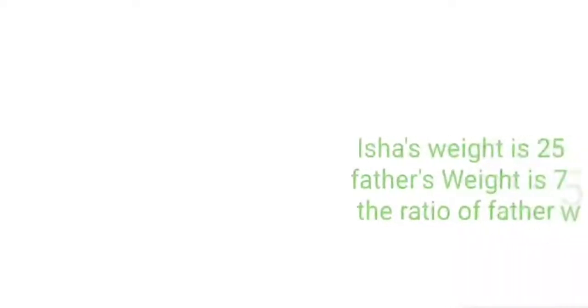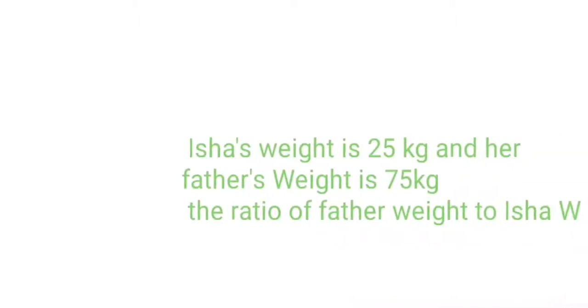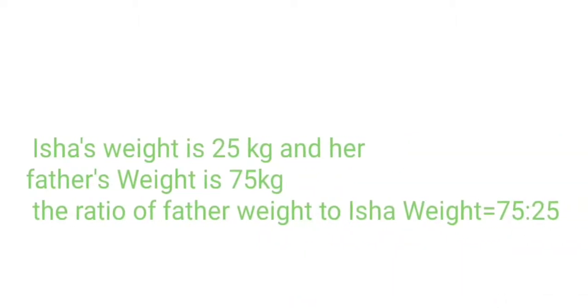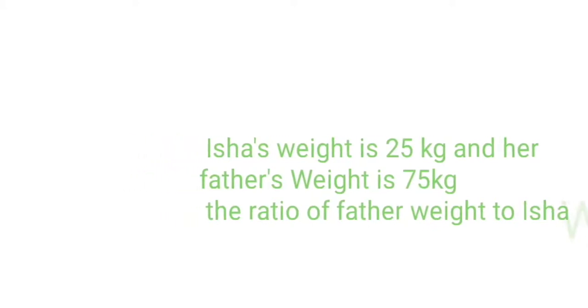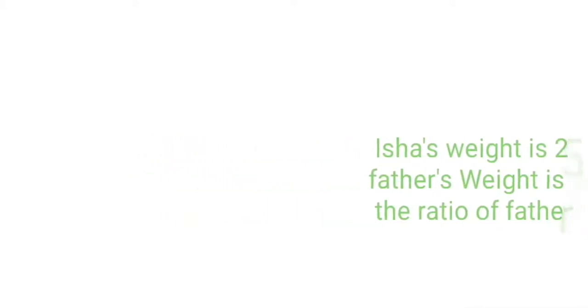Like Isha's weight is 25 kg and her father's weight is 75 kg. So the ratio of father's weight to Isha's weight, that we can say 75:25 means 3:1. Now proportion. So proportion is an equality between two ratios. Now let's see exercise 12.1, question number 1.